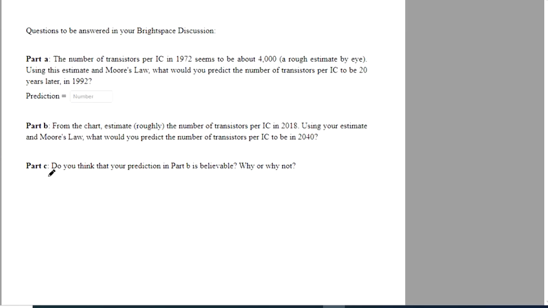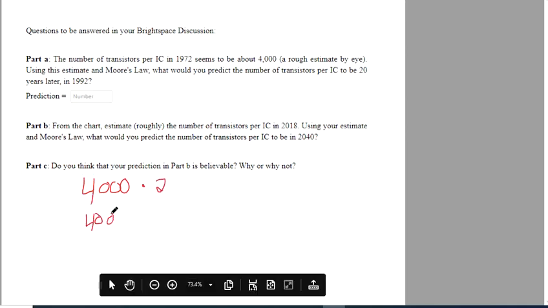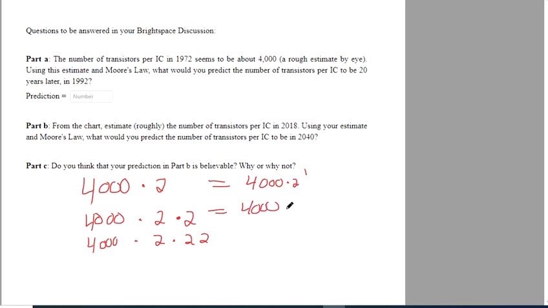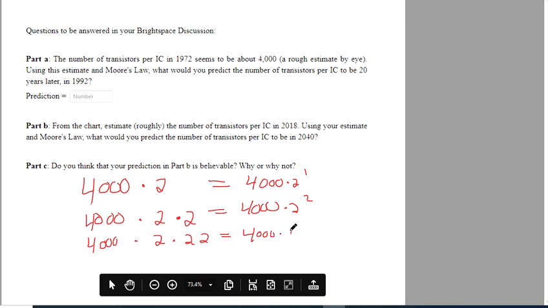For me, it's a little whiteboard. Moore's law says that things double every 2 years, right? So if we got 4,000, then after 2 years, so 1974, we should double, right? 4,000 after 4 years, we should double that double. We should multiply by another 2. And then after 6 years, we're multiplying by 3 of these 2's. So another way of saying this, it's 4,000 times 2 to the first. This is 4,000 times 2 to the second.